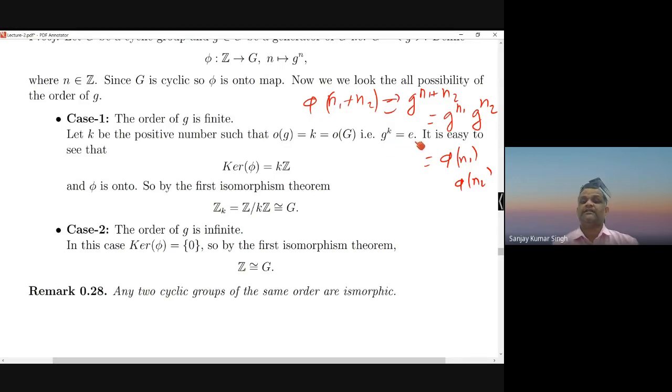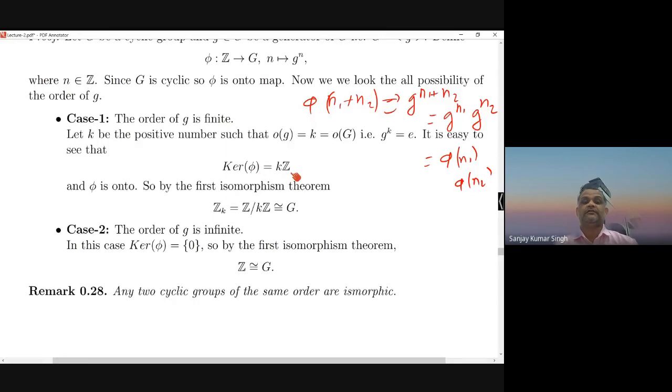Since G power k is equal to identity, it means phi of k is equal to identity. It means k belongs to the kernel. Similarly, I can also check that G power 2k is also identity, and we can easily prove that the kernel of phi is nothing but the subgroup generated by k, and that is a subgroup kZ.